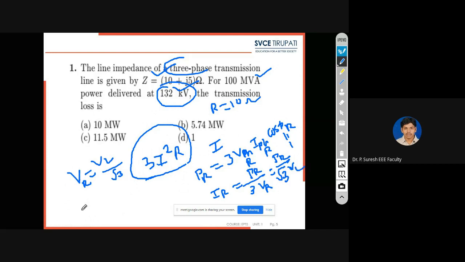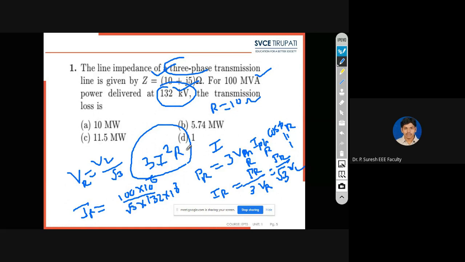So now tell me what is the current? IR equal to PR by root 3 VL. How much power they given? 100 MVA. So 100 into 10 power 6 divided by root 3 into 132 into 10 cube. From this we will calculate the current. Once you know the current, what is the total losses? 3 into I square into R.